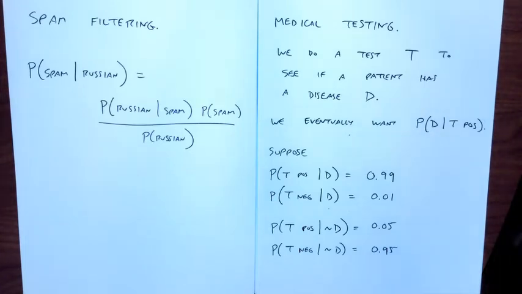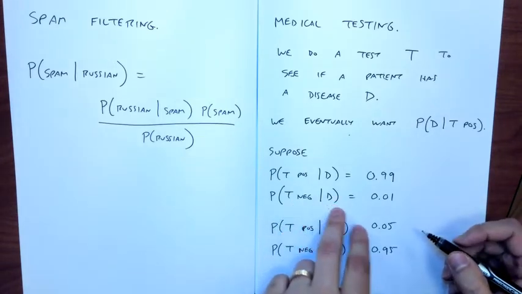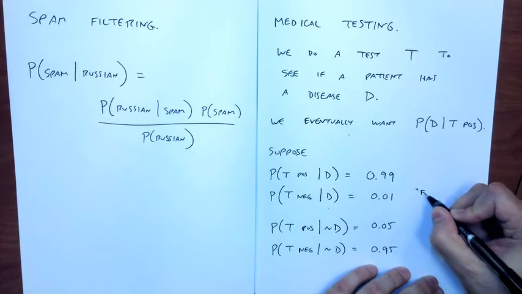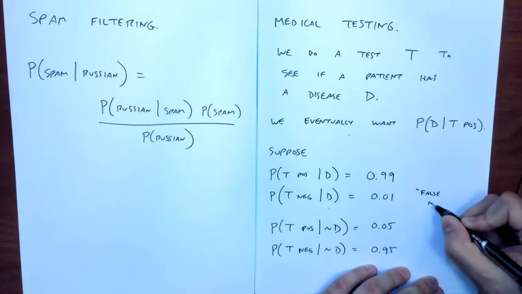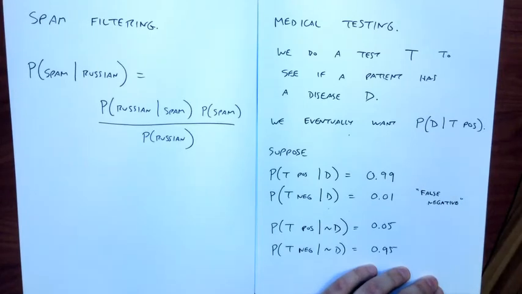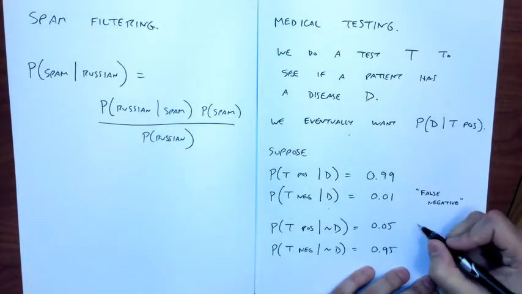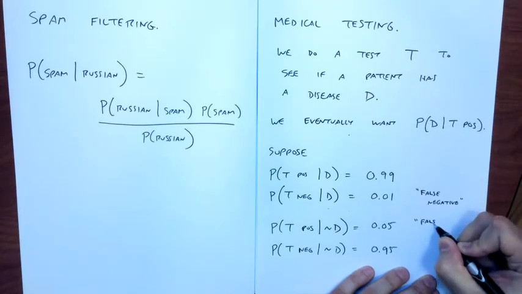And again, you've probably heard of these categories of making mistakes. The probability the test is negative when the disease is present is what you'd call a false negative. And the probability that the test is positive when you don't actually have the disease is called a false positive.